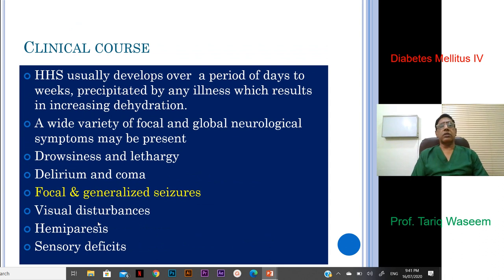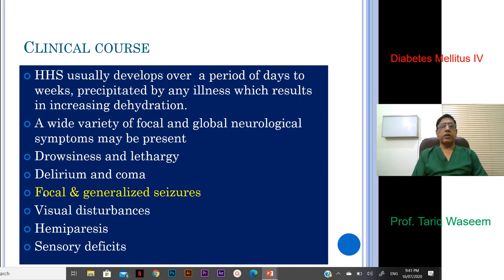The clinical course of the hyperosmolar hyperglycemic state is that it usually develops over a period of days to weeks. It is precipitated by illness. In diabetic ketoacidosis, the onset was within 24 to 48 hours of the illness, whereas it may be very slow and stubborn in patients of the hyperosmolar state.